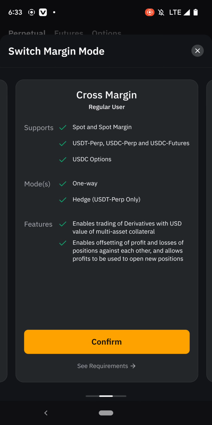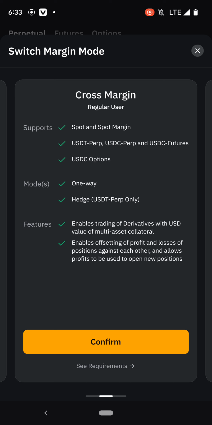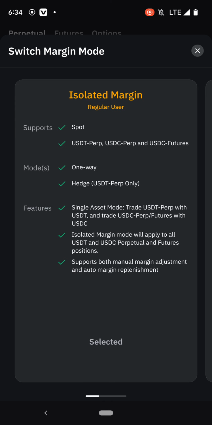With cross, you can set a stop loss. When your stop loss hits, they are going to deduct the losses that you made from the balance that you have in your account. With isolated, they will just deduct the losses from the margin that you were trading with.